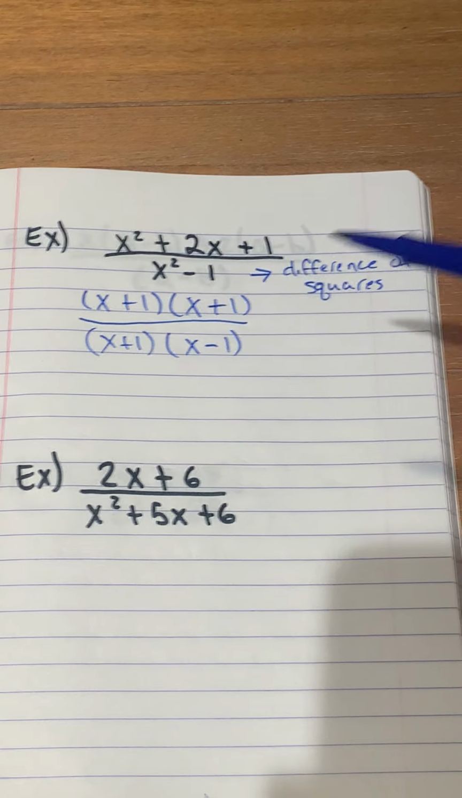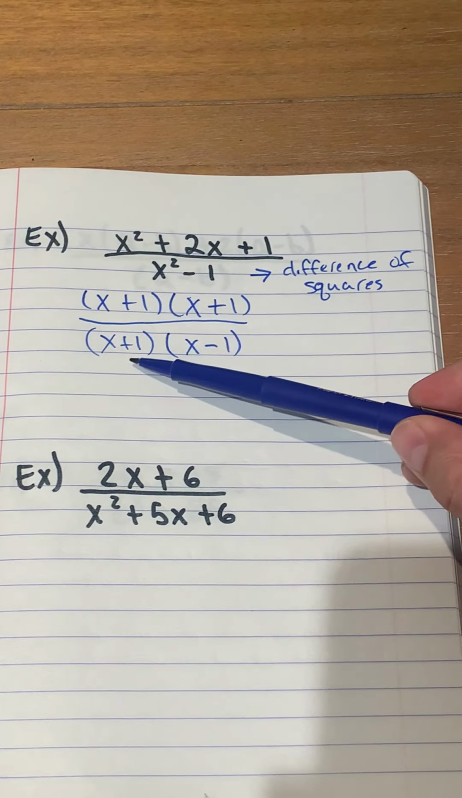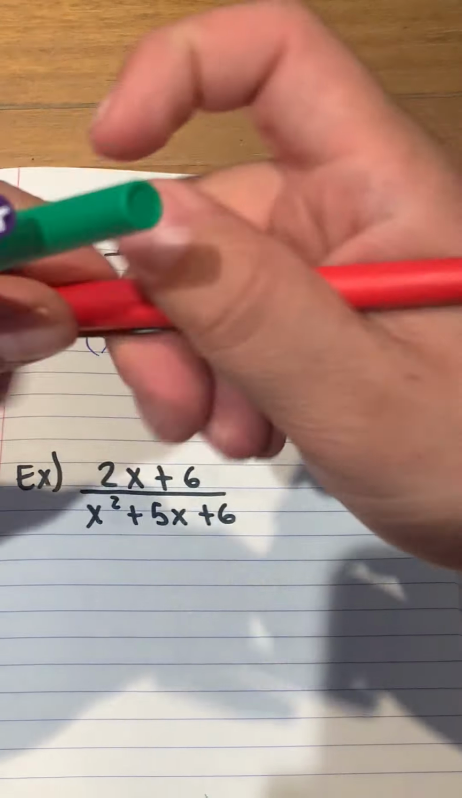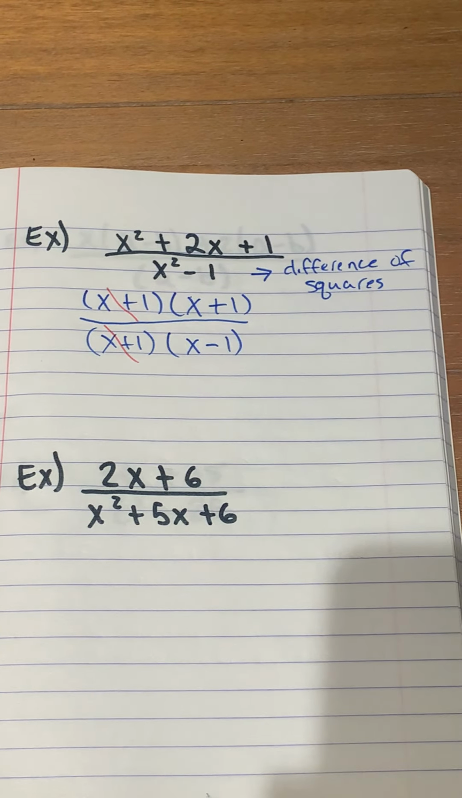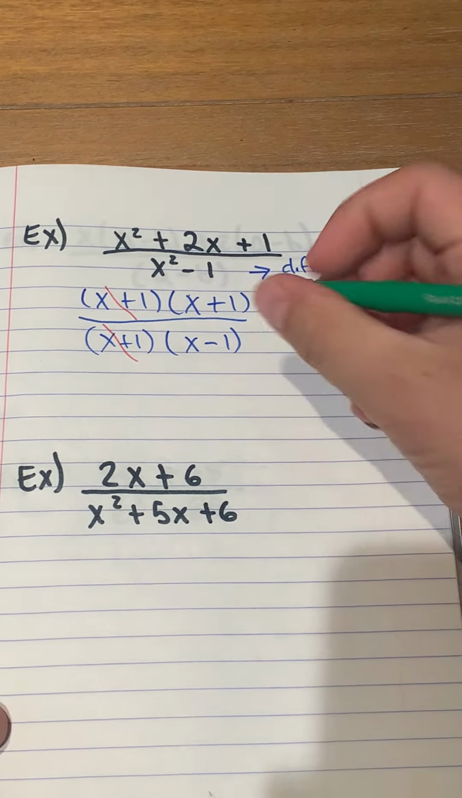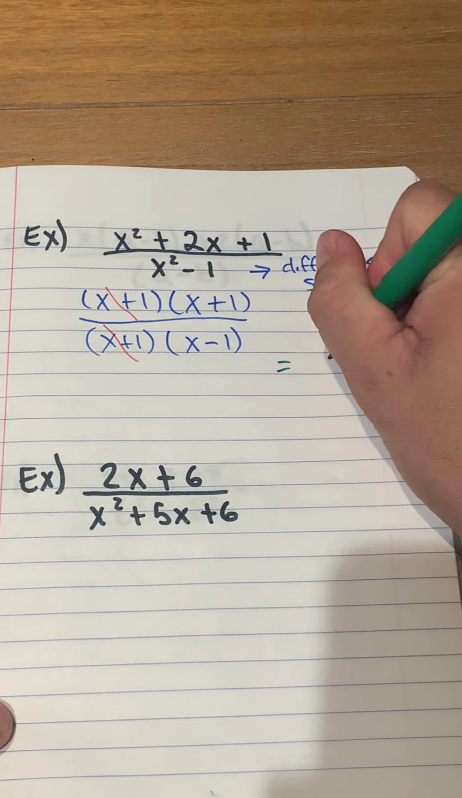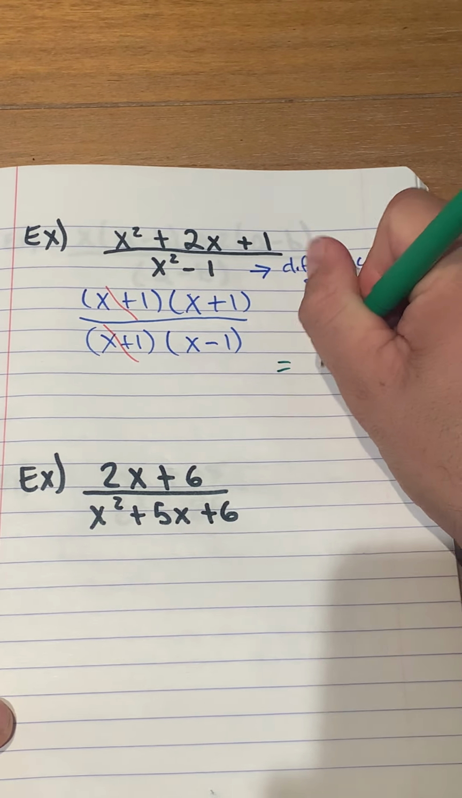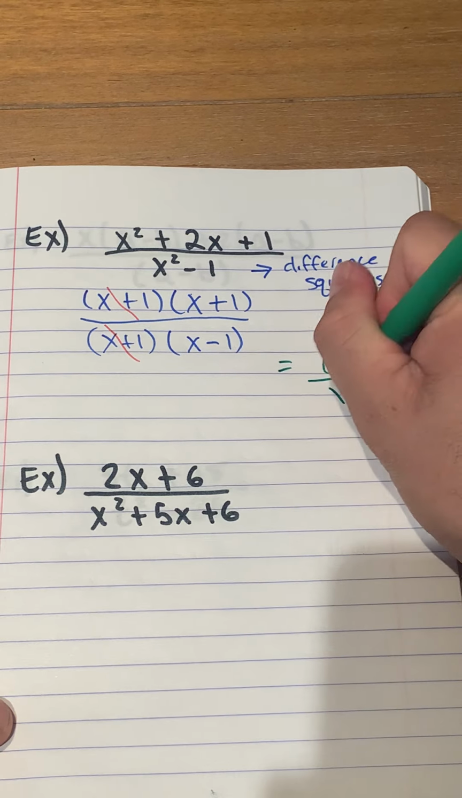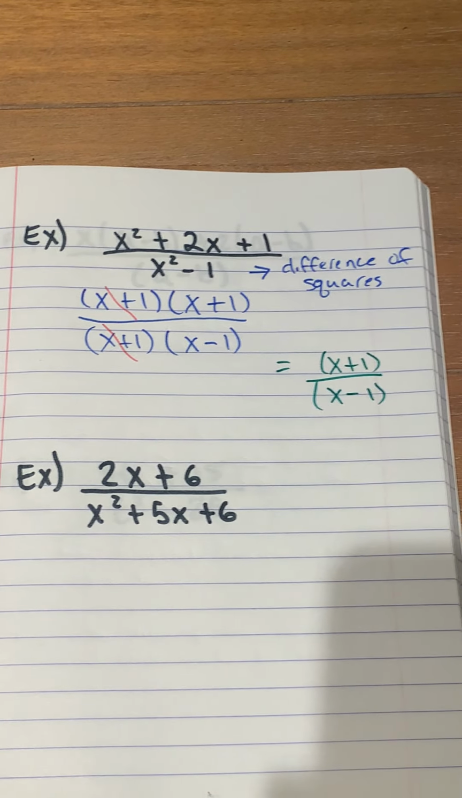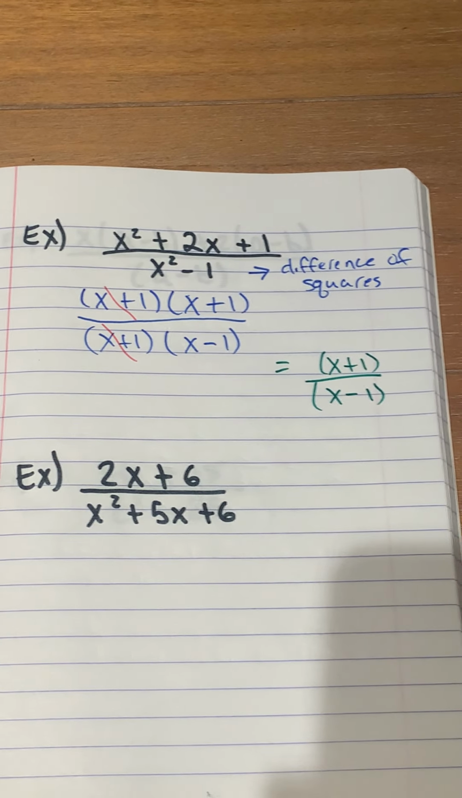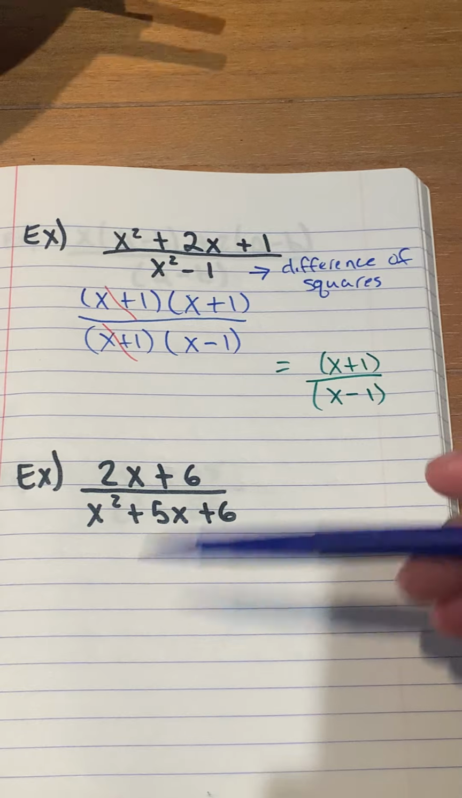Now what do we see that we have in common? We have x plus 1 and x plus 1, so we can just go ahead and cancel that out. What would be my final solution? All this equals is x plus 1 on top divided by x minus 1. That is my solution, and that is in the simplest form. Let's look at the next problem.